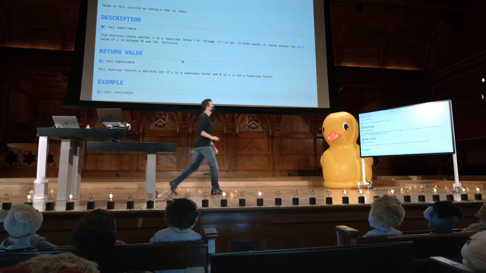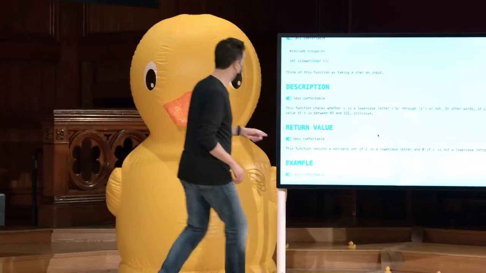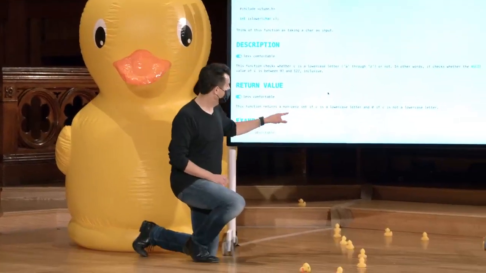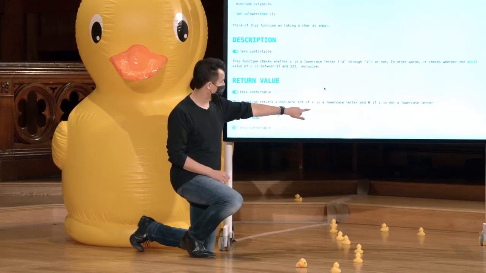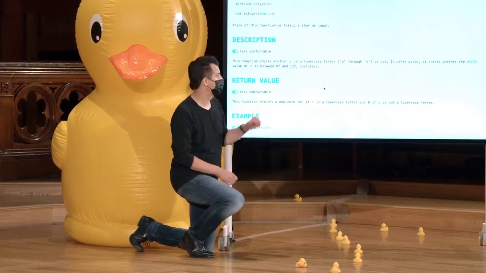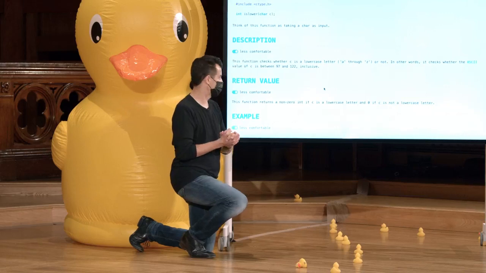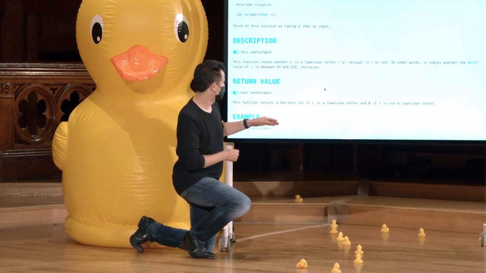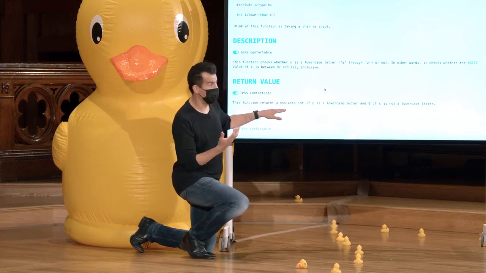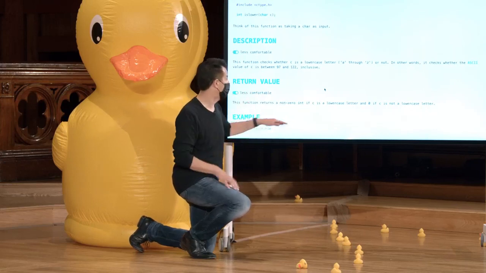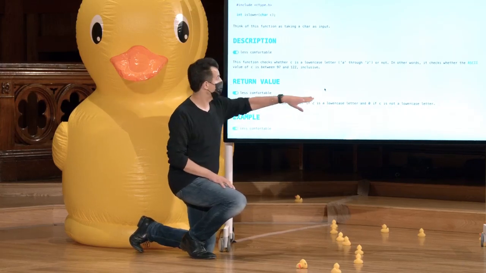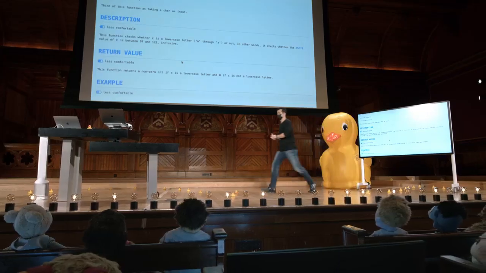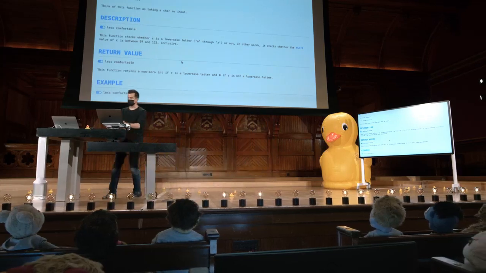It returns, oh, this is interesting, and this is a convention in C. This function returns a non-zero int if C is a lowercase letter, and 0 if C is not a lowercase letter. So it returns non-zero. So like 1, -1, something that's not 0 if C is a lowercase letter, and 0 if it is not a lowercase letter. So how can we use this building block?